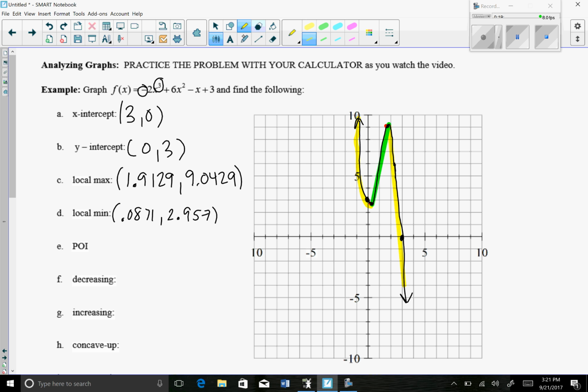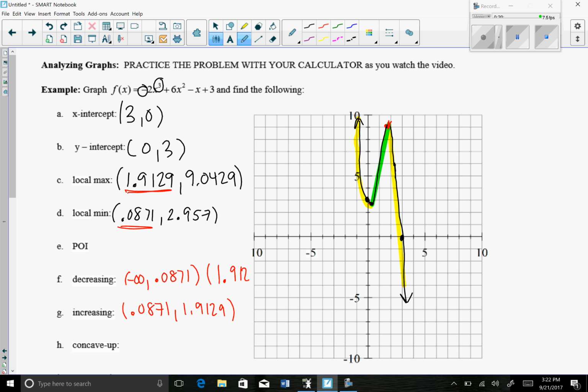So I have to write my intervals for this. Decreasing from negative infinity to my local minimum x value. So I want to use this right here, 0.0871. And then the next portion, I'm increasing from 0.0871 to the x coordinate of right here, my maximum, which is 1.9129. And then again, I'm decreasing from 1.9129 to infinity.